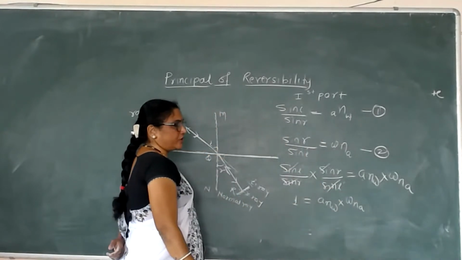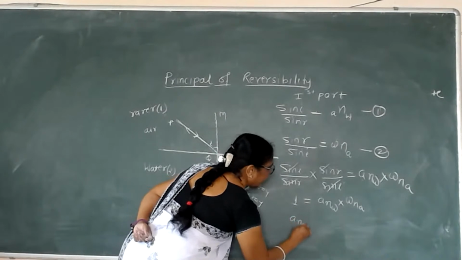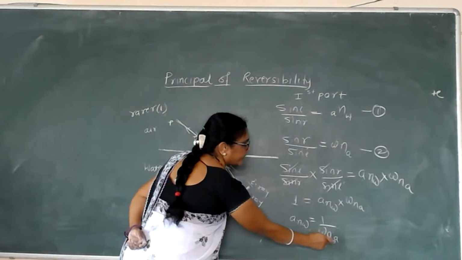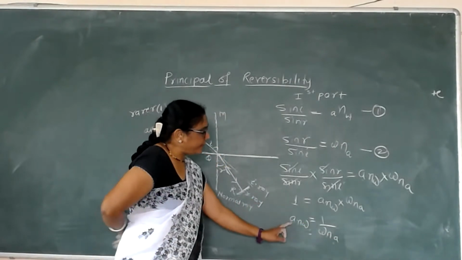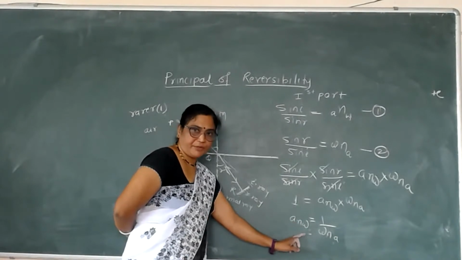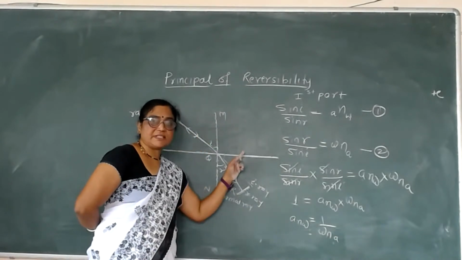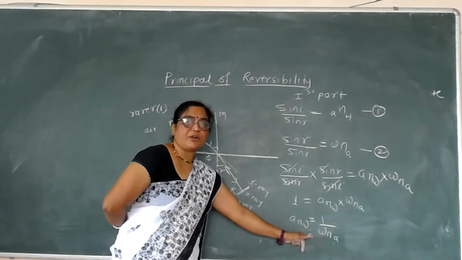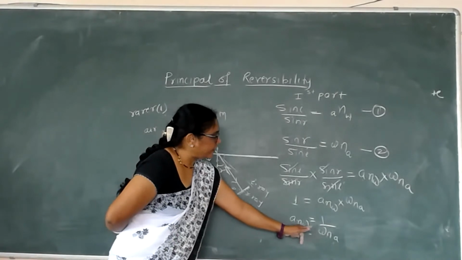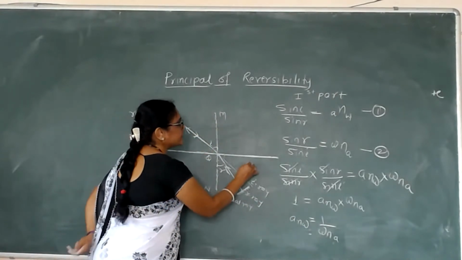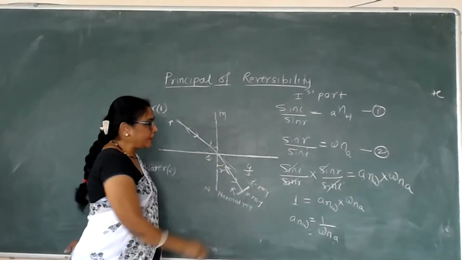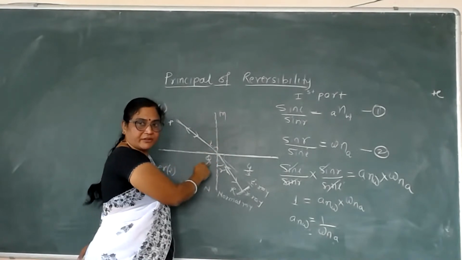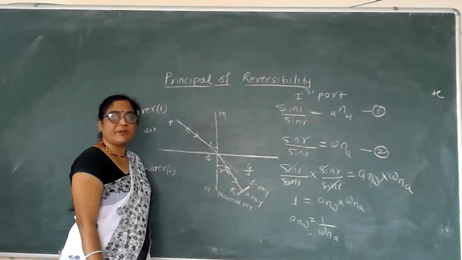So we get a shortcut formula: aNw is equal to 1 divided by wNa. It means when the ray of light propagates from the first medium to the second medium, and comes back on the same path in the same medium, the refractive index is the reciprocal of the first. For example, if the refractive index for the second medium is 4/3, then we can find the refractive index for the first medium is 3/4 by this easy method. This is known as the principle of irreversibility.